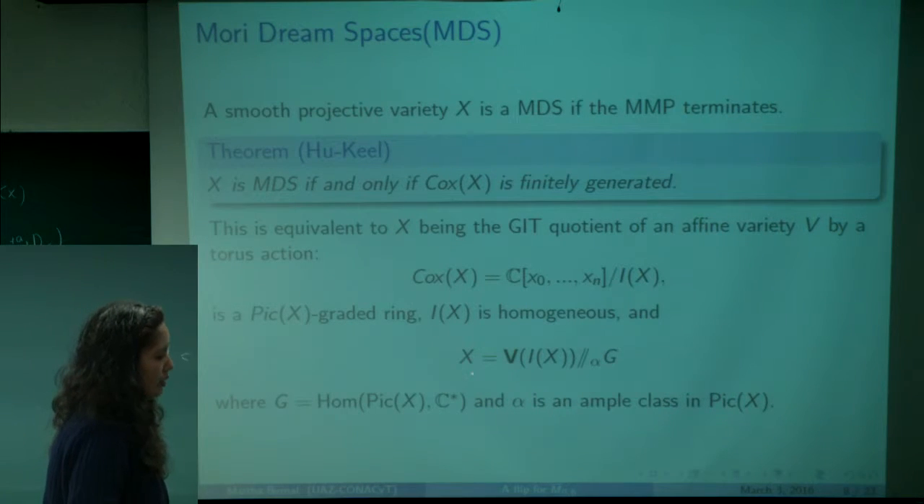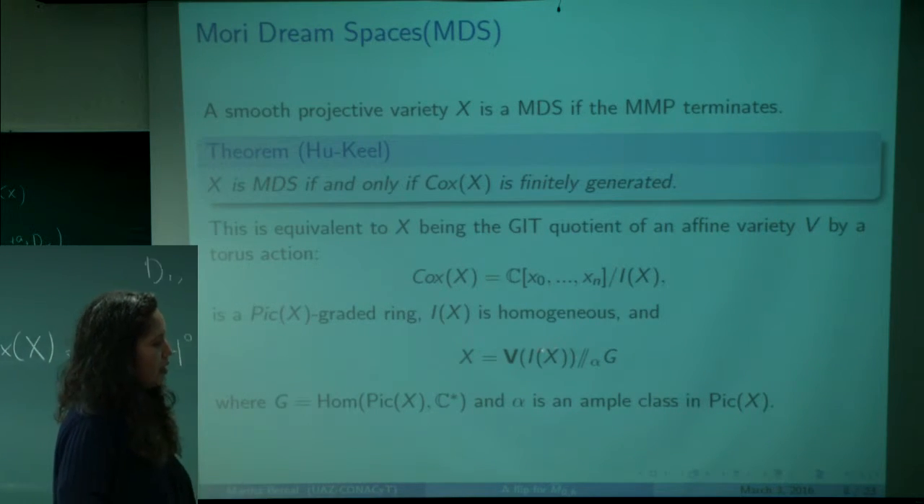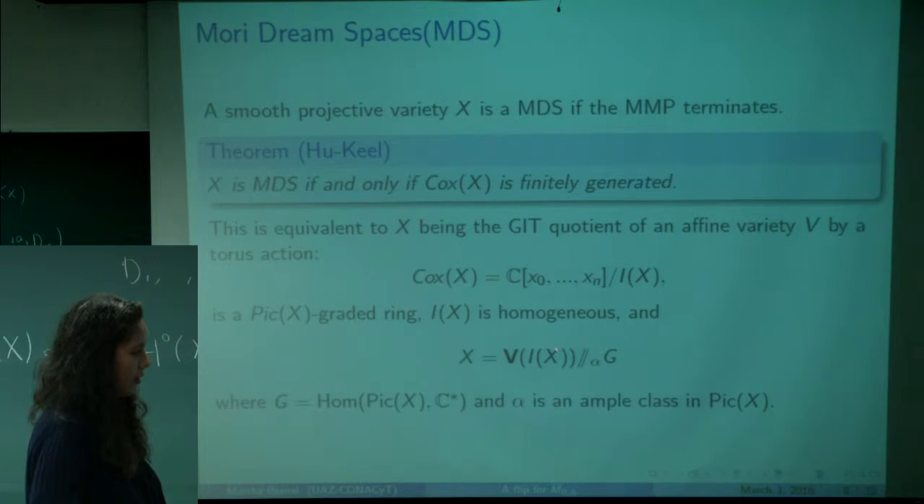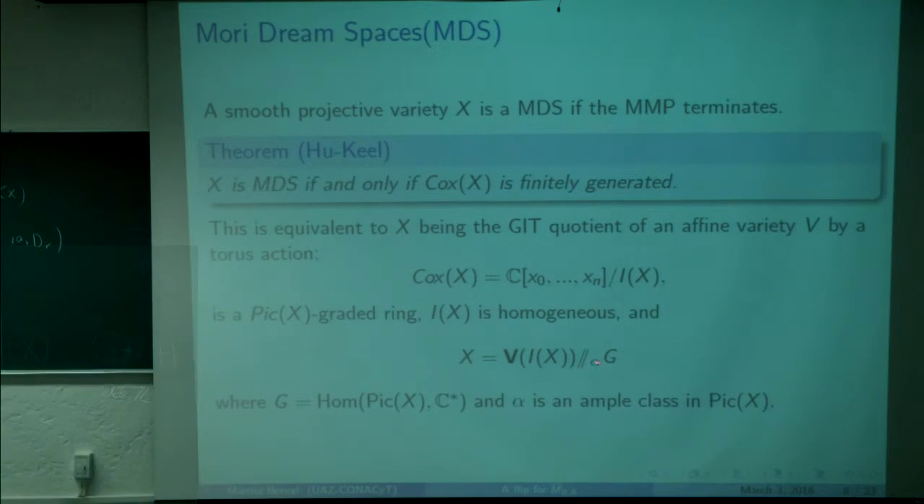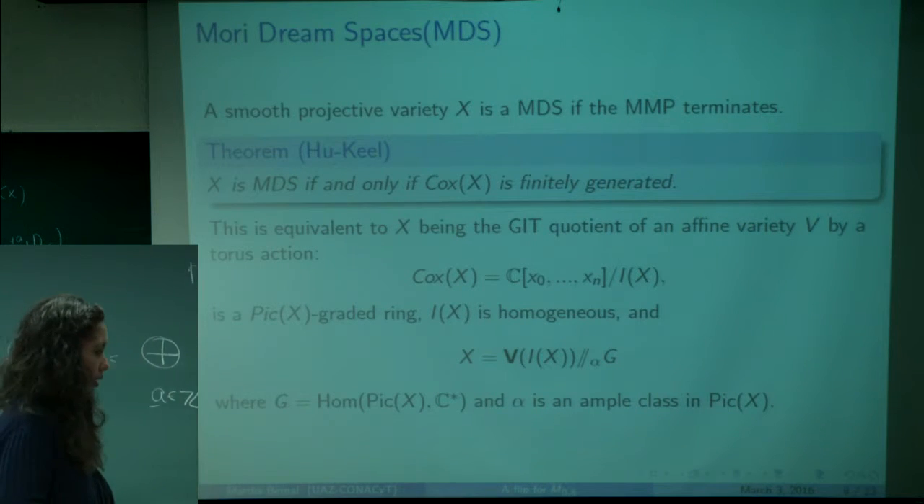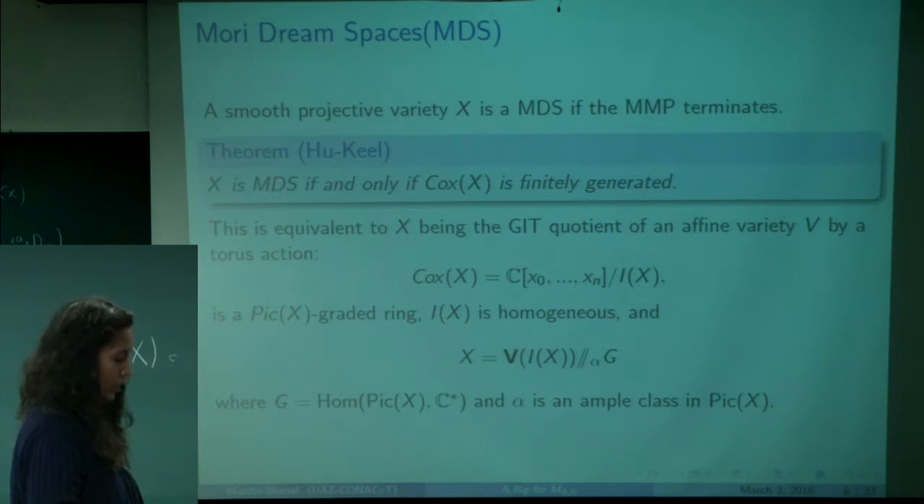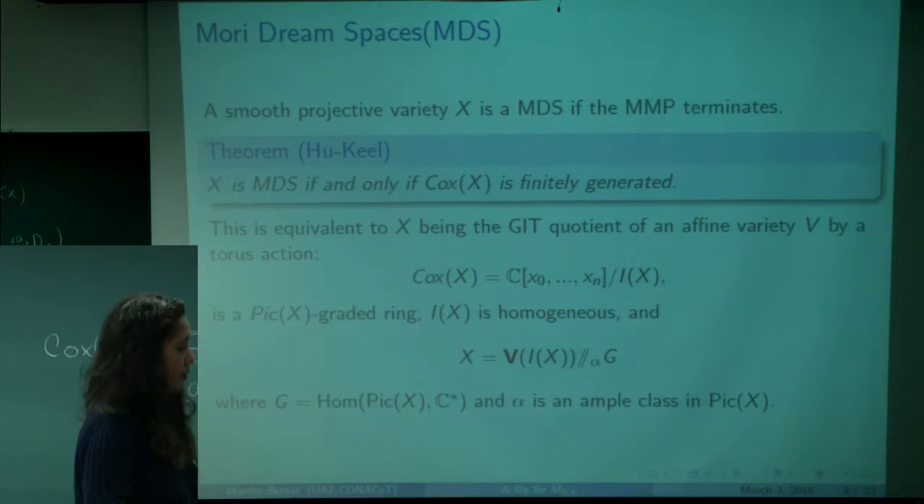And then you can get X as the GIT quotient of the variety associated to this ideal, mod an ample class, by the action of G, and the GIT quotient is related to this ample class. So who is G? G is the group of morphisms from the Picard group to C star, and this is a torus. So if your space is a Mori dream space, you have a very, very simple presentation of it.